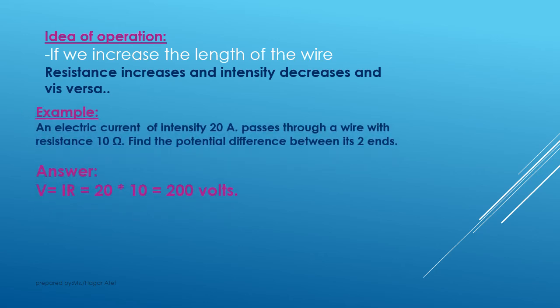For example, an electric current of intensity 20 ampere passes through a wire with a resistance of 10 ohm. Find the potential difference between its two ends. Answer: potential difference V equals current intensity I times resistance R equals 20 times 10 equals 200 volts.